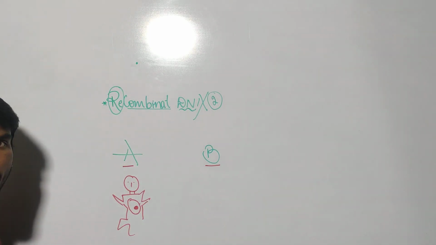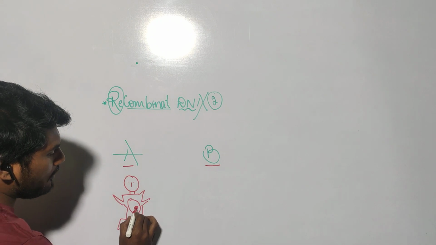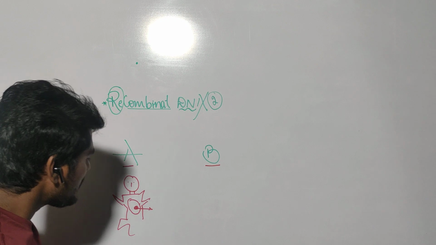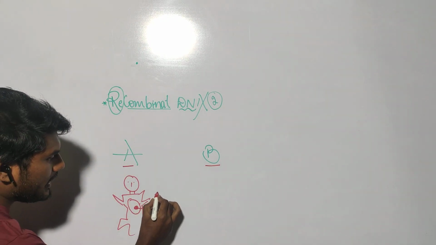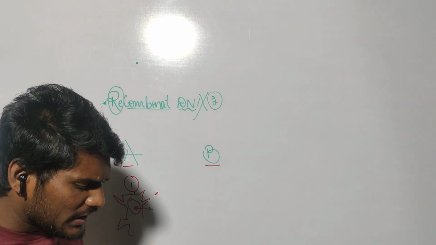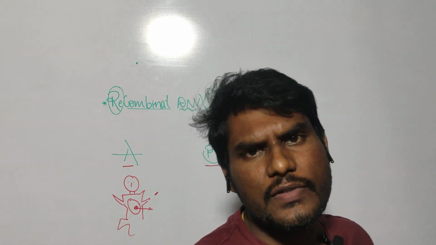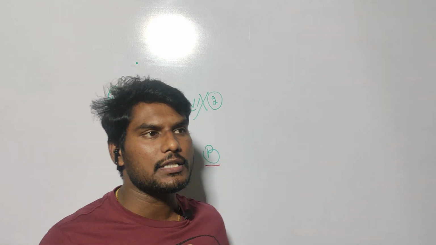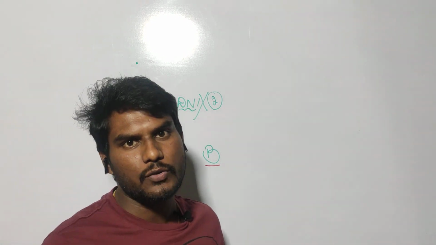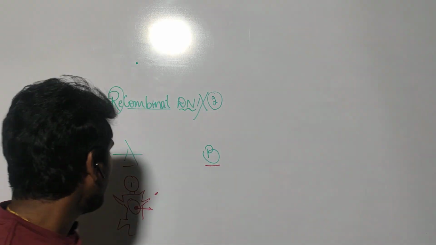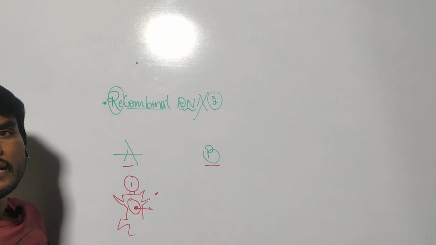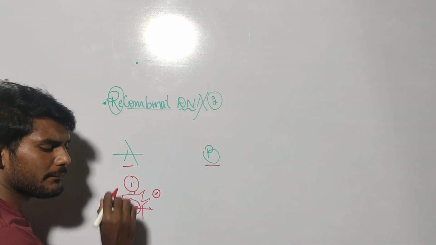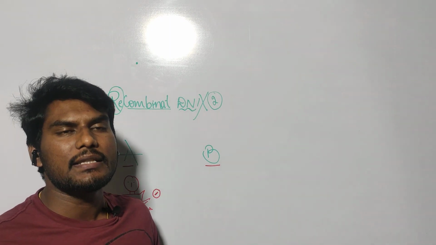From this DNA, we have to take a particular gene. Why? Because it contains millions of genes. Millions of genes are present inside the DNA. In my lecture on molecular basis of inheritance, you came to know that a DNA contains a number of genes. Among the genes, we are particularly interested in one gene.